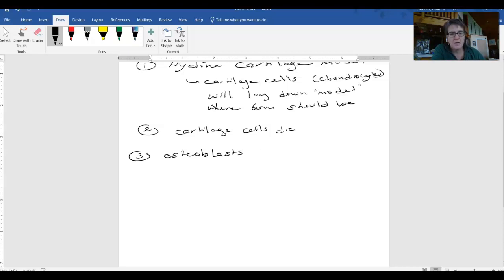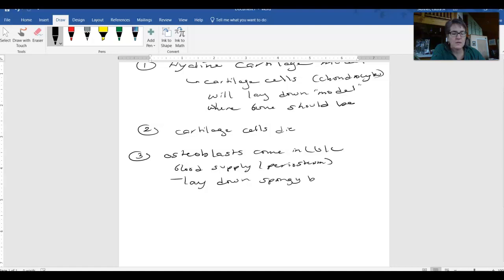Osteoblasts will come in because there's some sort of blood supply and/or periosteum, where they're hanging out, and they will lay down spongy bone. Now, not all of your bone is spongy bone. It lays down spongy bone kind of like a patch, right? Some places will stay spongy bone. Otherwise, after it lays down spongy bone, it's got to then fix it.